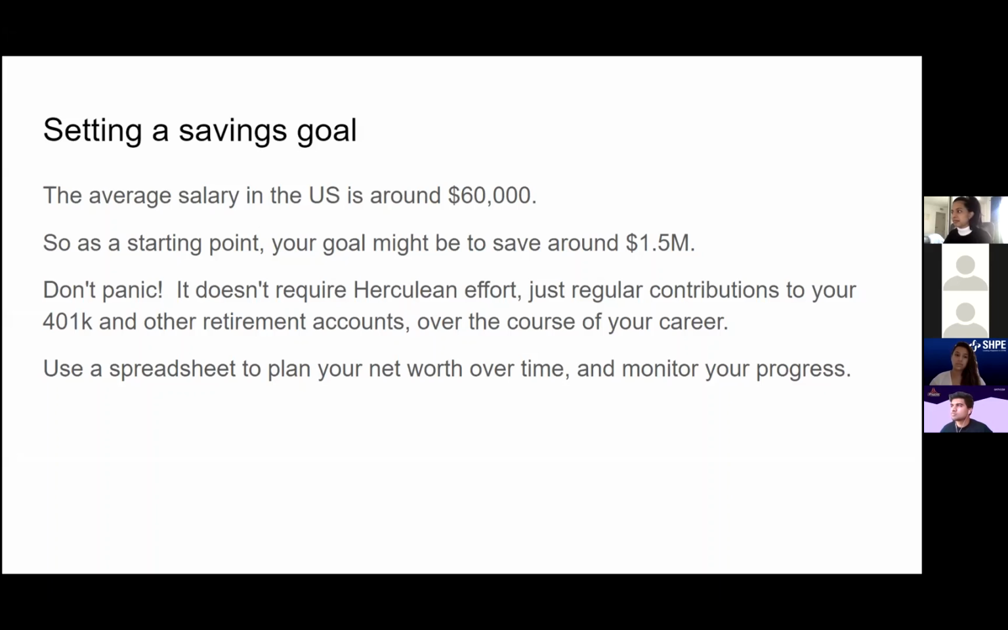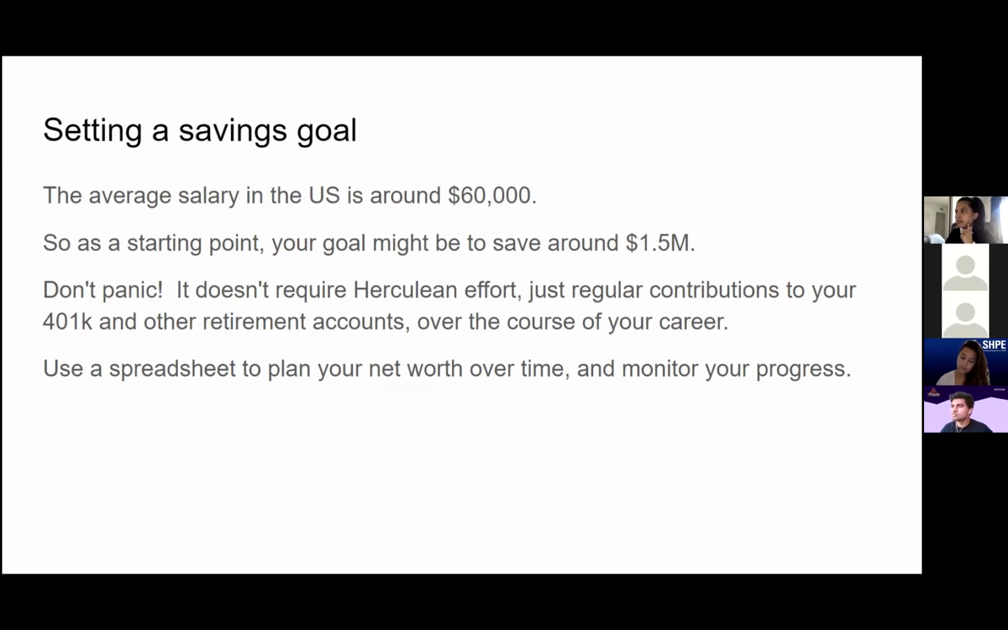Now you might think, oh my God, how would I do that? So don't panic. You can do it. It just means that you need to make regular contributions to your 401k and to your retirement accounts. And if you do that over the course of your career, then you'll have no problem hitting these numbers. And I say here, you can use a spreadsheet to do your planning. It's actually what I do, and I have some things in the speaker notes that can help you do that.